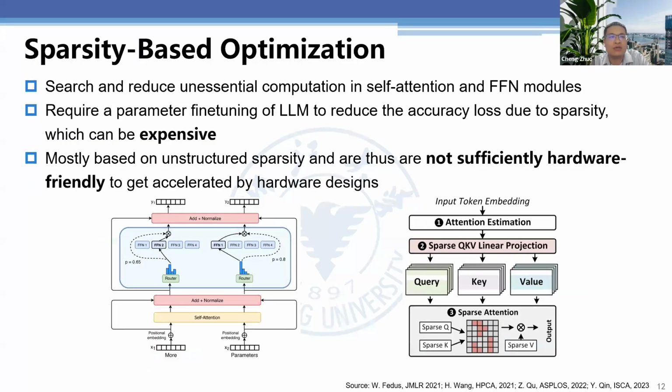In addition to quantization, people also look at sparsity-based optimization. So basically, we look at the unessential computations and remove them in both the self-attention and FFN modules. This requires parameter fine-tuning of the LLM to reduce the accuracy loss due to the sparsity, which is also very expensive. And in addition, some unstructured sparsity is not very hardware friendly to be accelerated by hardware designers.